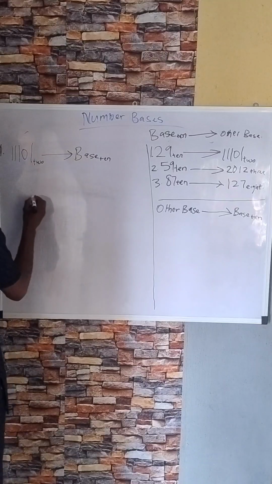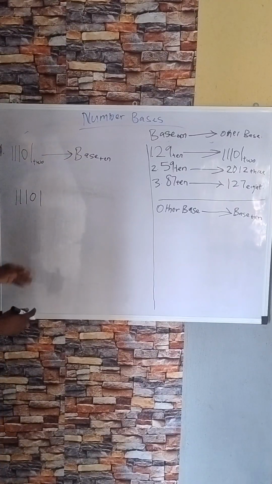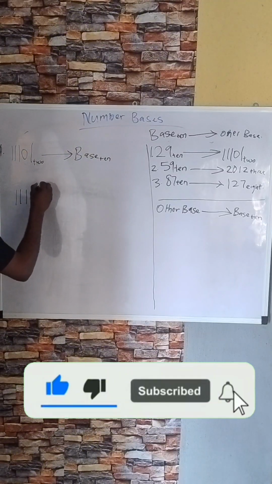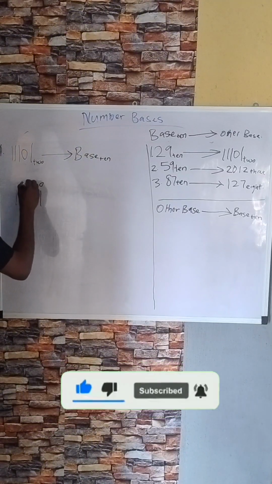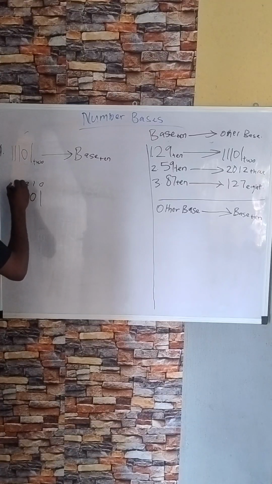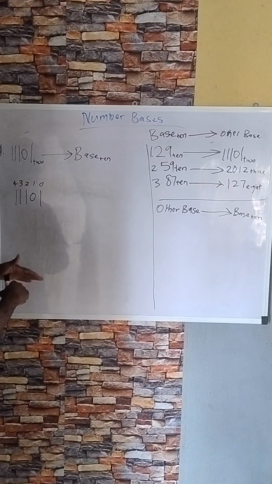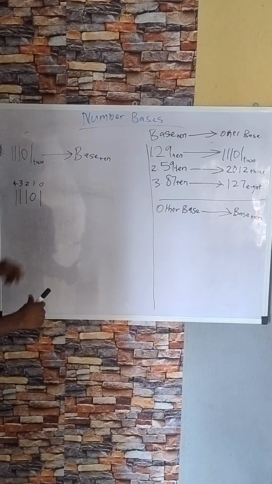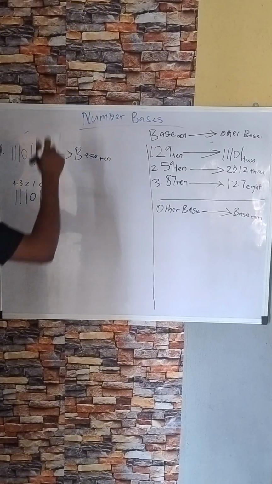Let's leave our equation here. This is 1, 1, 1, 0, 1. So number these from the right hand side to the left hand side, starting from 0. This will give you 0, 1, 2, 3, and 4. Now multiply those numbers by the base and then put this as the power.